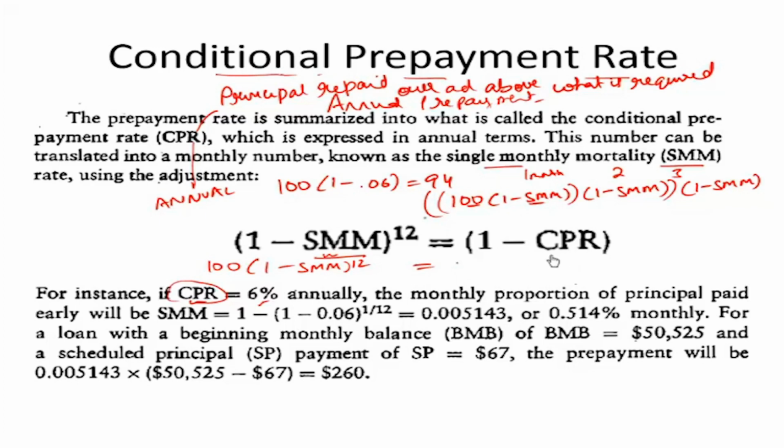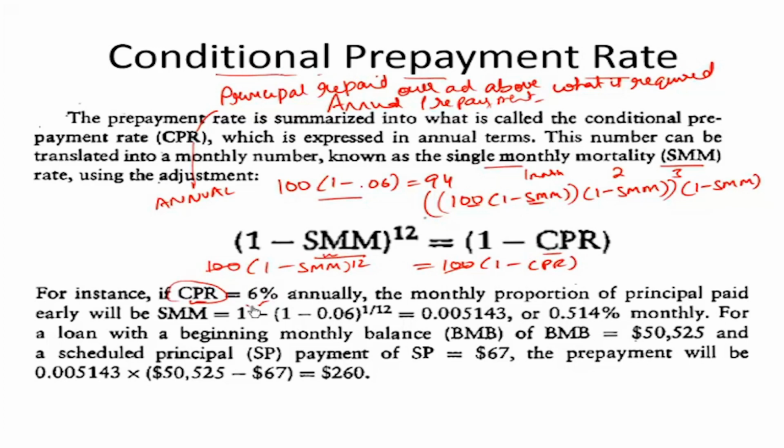And we know the definition of CPR, that is the annual rate. So if 100 was outstanding at the beginning of the year, then at the end of the year, 100 into (1 minus CPR) would have been prepaid. So (1 minus SMM) to the power 12 is equal to 1 minus CPR. This is how you can convert the annual prepayment rate into a monthly prepayment rate.